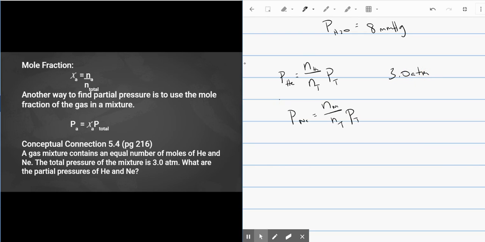The total pressure here is going to be 3 atmospheres. And since it said these are present in equal amounts, that means that both of them are going to be half. So whatever the moles of helium is, that's equal to the moles of neon. And when you add them up together, let's say it's X, it would be X over 2X. So the X's are going to cancel, and it's going to be 1/2. So both of them have a mole fraction of 1/2. We can write 1/2 or 0.5, doesn't matter. Either way, our answer is going to be 1.5 atm. Good job, those of you that got it.